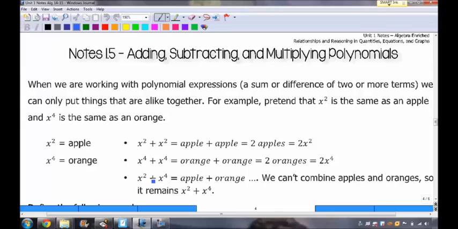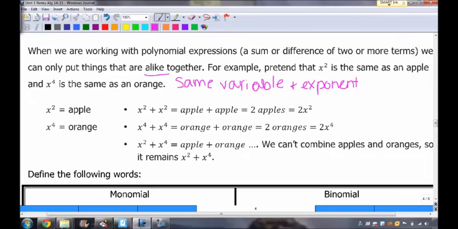But if I have x squared plus x to the fourth, you get an apple and an orange, and you can't combine apples and oranges together, so it remains x squared plus x to the fourth power. So again, you can only put terms that are alike together. What makes terms alike is that they have to have the same variable and the same exponent. Okay, so the variable and the exponent are the same. So, for example, with the apples and oranges, we have the same variable, but we don't have the same exponent, so they're not considered like terms.